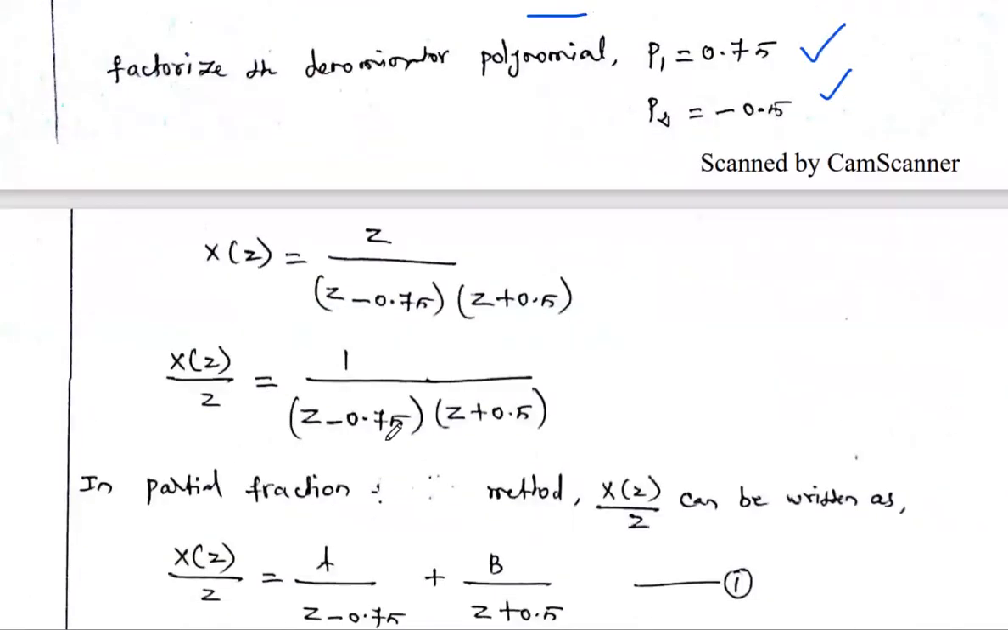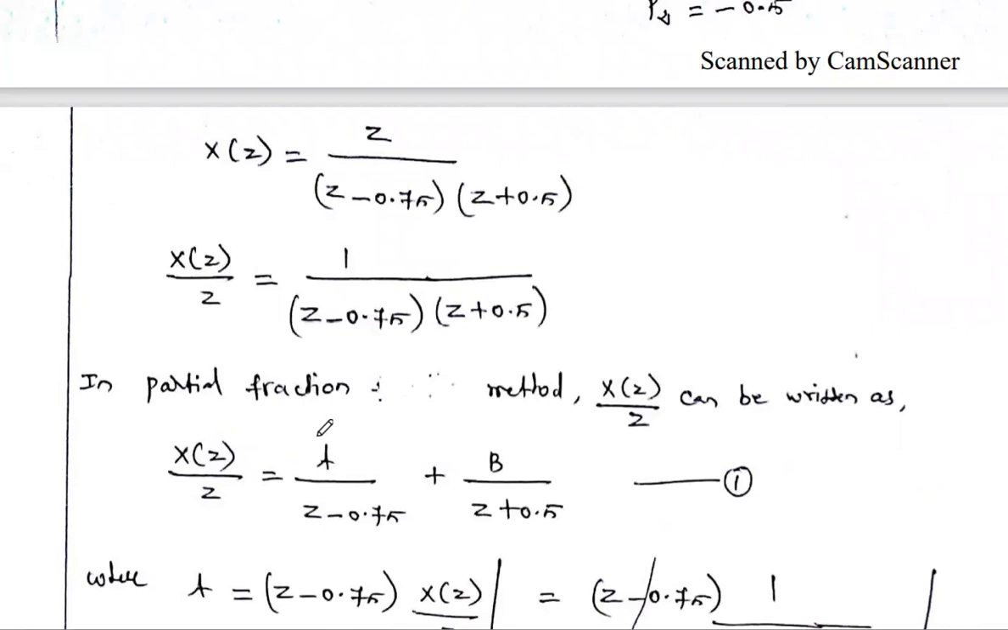Okay. In the numerator, there is a z. So before performing this partial fraction method, on the left side we have to keep one z in the denominator. That is, we have to write the partial fraction method for X of z by z, not X of z. So that's why this z you have to keep on the left side term. So X of z by z is equal to 1 divided by this one.